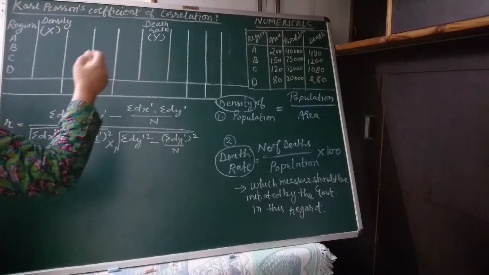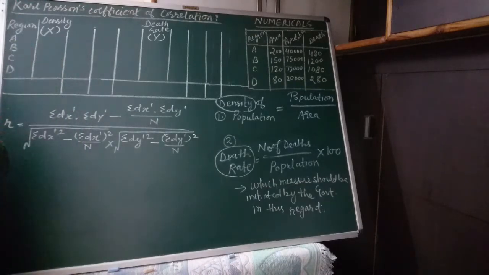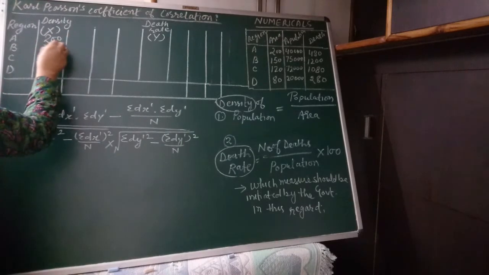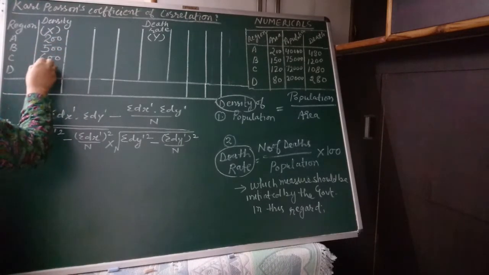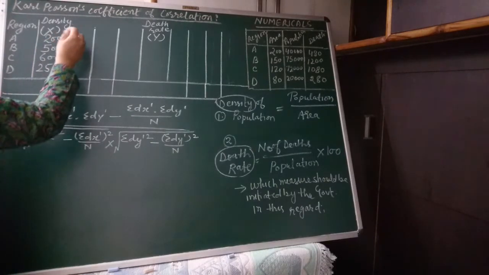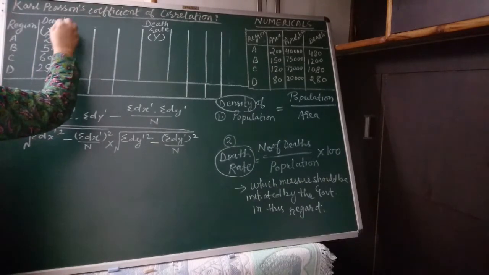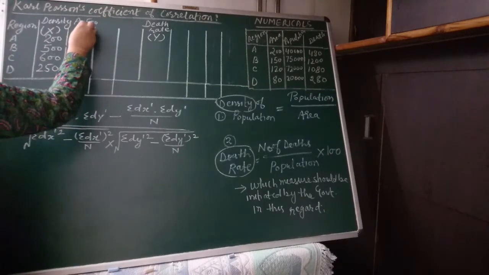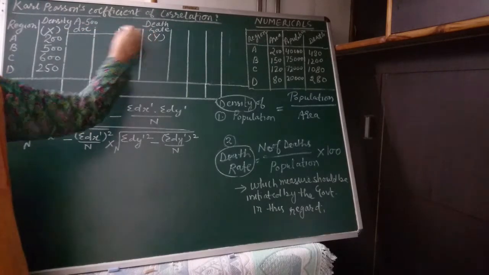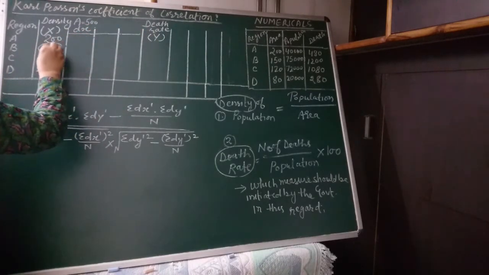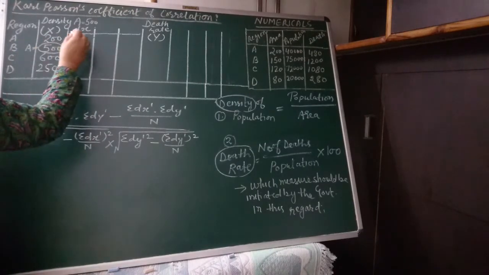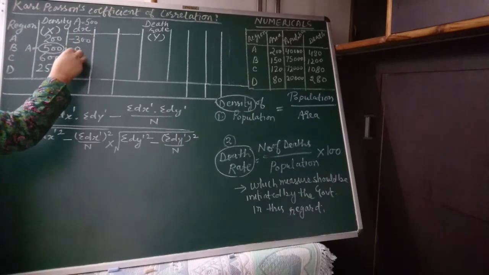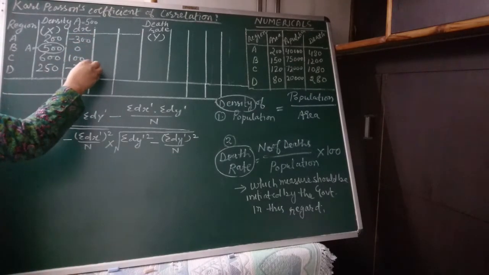So let us divide the population by area. We get the values 200, 500, then 600 and the last one is 250. Next we are assuming from X, we are assuming 500. Then we have to calculate dx. The values of dx, 500 is the assumed value, will be minus 300, 0, 100, minus 250.